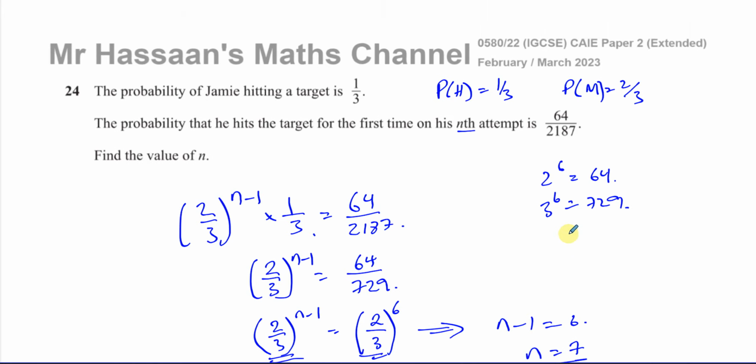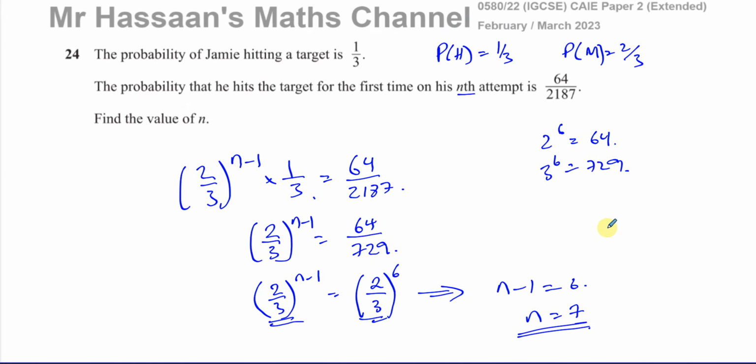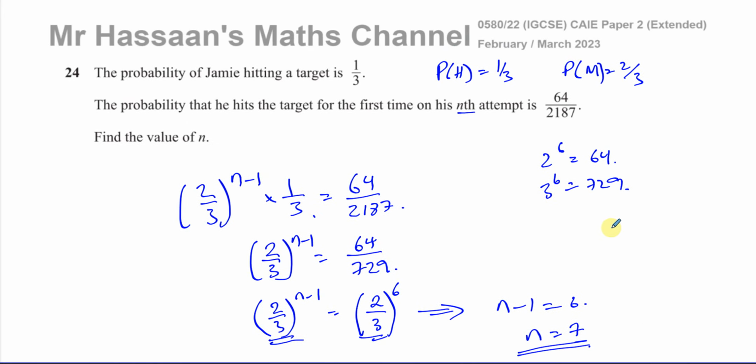All right, so that's how we answer such a question as this, number 24. It involves indices, understanding how to solve exponential equations, and trying to set up this equation from this word problem using probability. It's a bit more involved, but it's doable. Okay, it's not too bad. All right, so that's question number 24 from this paper, February, March 2023.